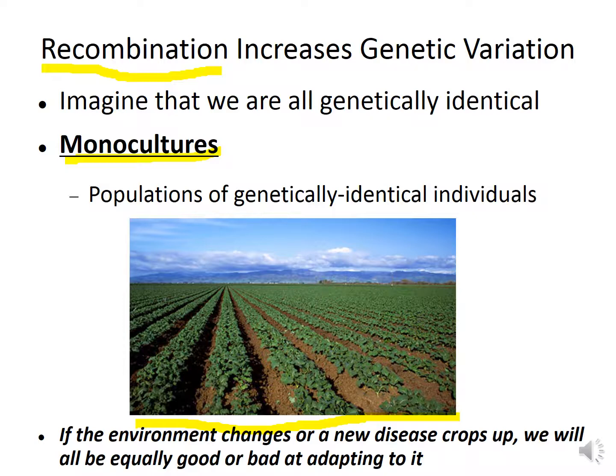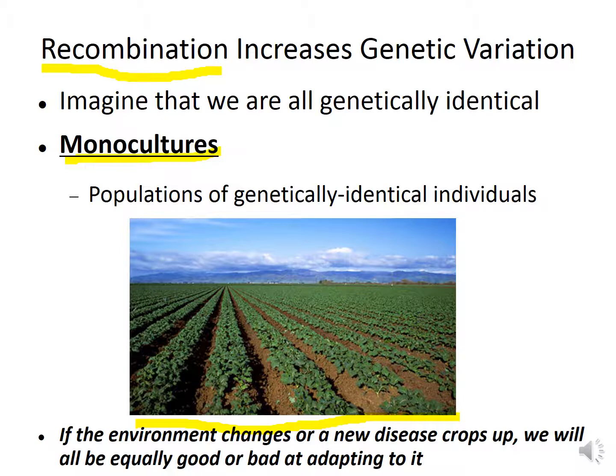Now, having a field of clones is fine, unless a disease comes along or unless the environment changes very drastically. Let's say a disease comes along and hits this field. If all of the individuals are genetically the same and none of them have a resistance to that disease, it could wipe out the entire field. It could potentially wipe out the entire species. So there's no genetic advantage there.